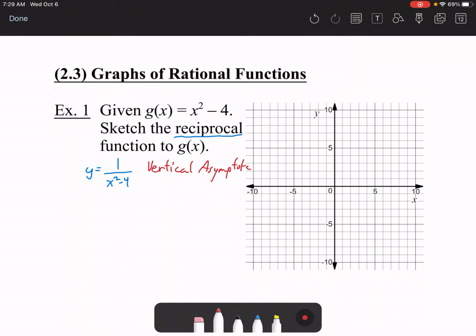Well, vertical asymptotes occur whenever the denominator is equal to 0. So what you do is you take your denominator, set it equal to 0, and solve if you can. Again, many different ways to solve it. In this case, I get plus or minus 2. So a vertical asymptote is a spot where the function doesn't actually exist at that spot. So what I'm going to do is draw vertical dotted lines right here.